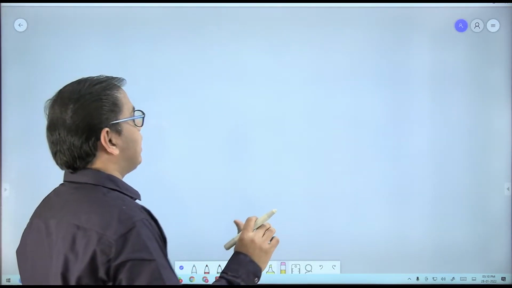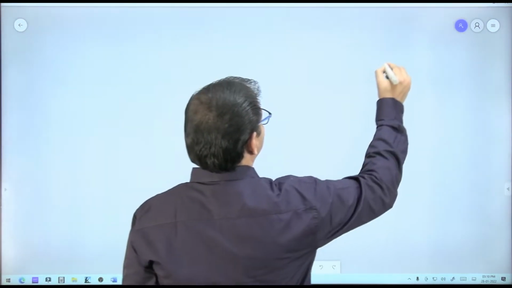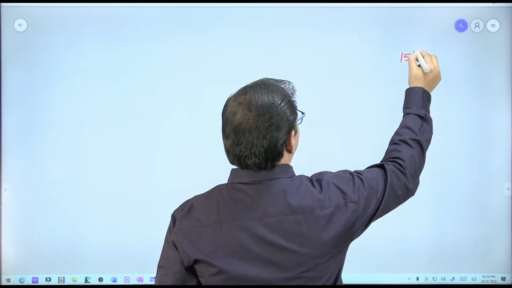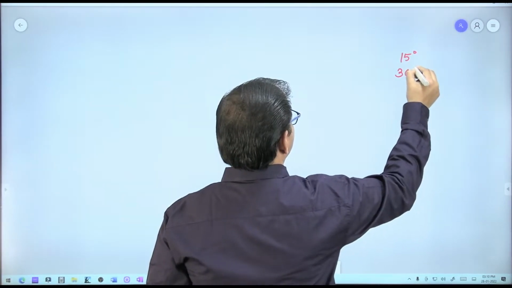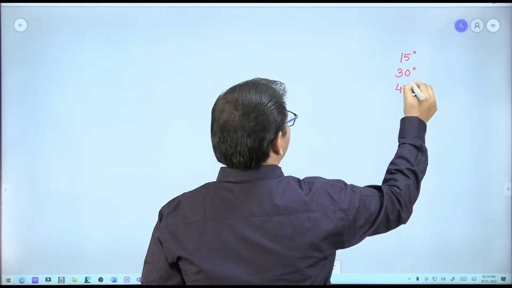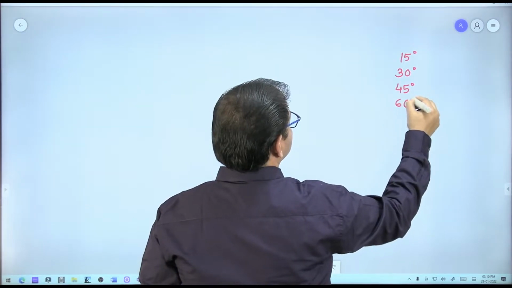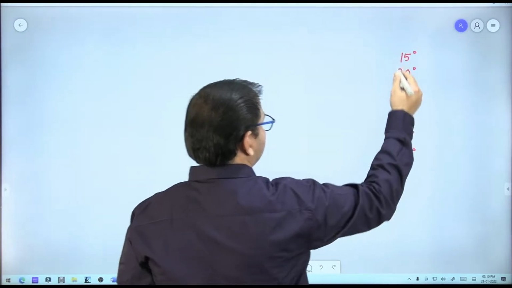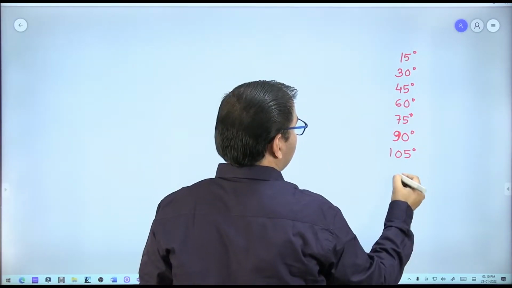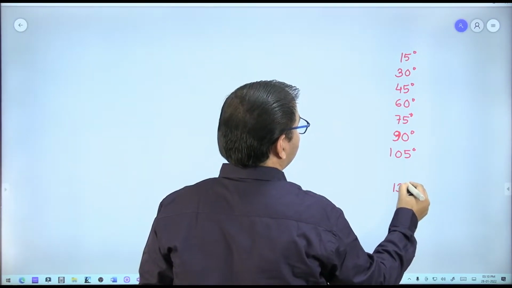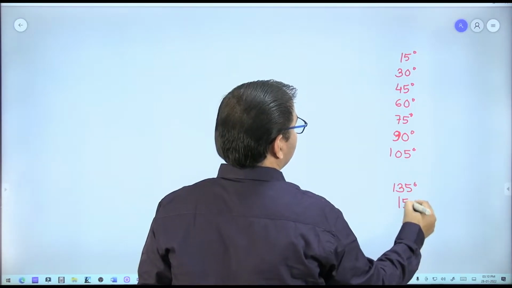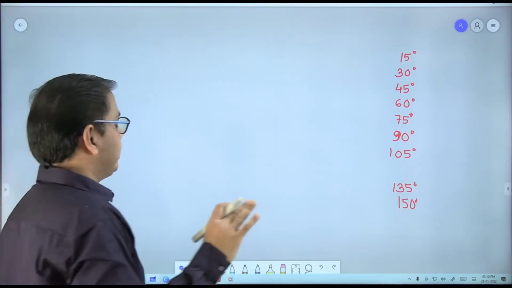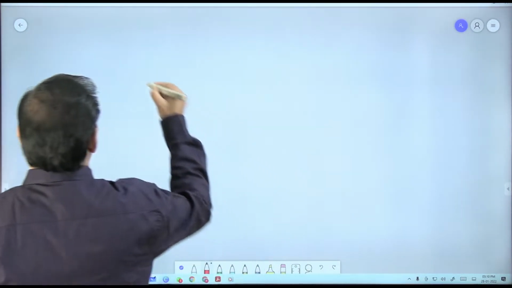What do I mean by standard angle? Standard angles means angles in multiples of 15. You may be asked to draw an angle of 15 degree, then 30 degree, 45 degrees, 60 degrees, 75 degrees, 90 degree, 105 degree. You may even be asked to draw an angle of 135 degree, 150 degree. Only you will get angles in multiples of 15 degree. Is it clear?